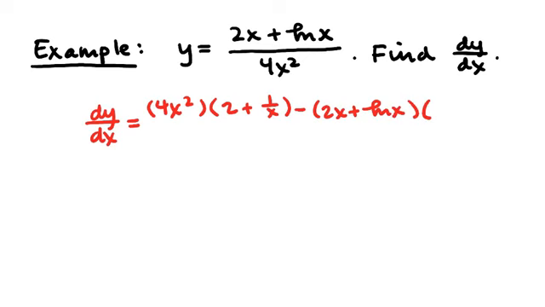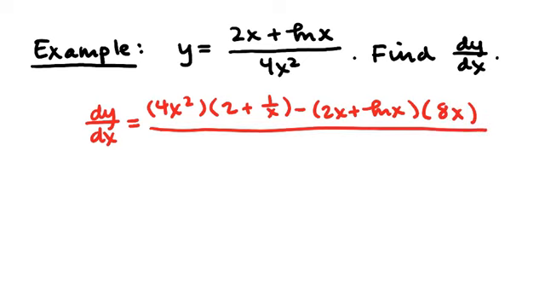times the derivative of the bottom. I'm going to bring the power down and multiply by 4, so it's 8. Then I'm going to knock the power down by 1, so it would be just 8x to the first. Divided by the bottom squared, 4x squared.